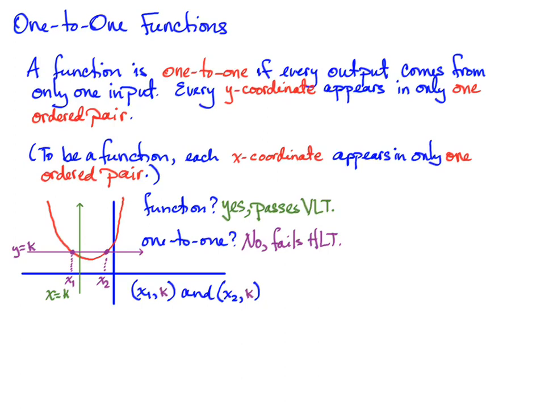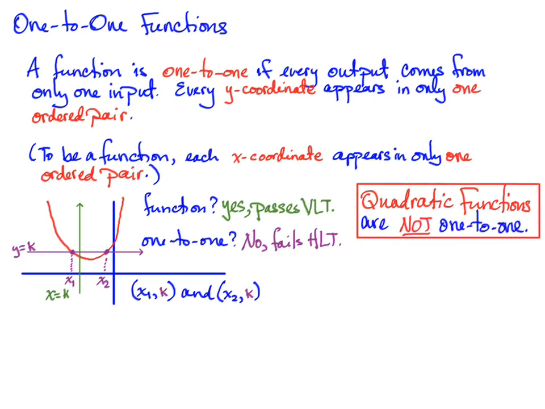So in general, all quadratic functions, the graphs are always parabolas, and this will always happen. So in general, quadratic functions are functions, but they are not one-to-one functions. They will all fail the horizontal line test, but they'll pass the vertical line test. So what about lines? Are all lines functions? And if so, are they all one-to-one functions?